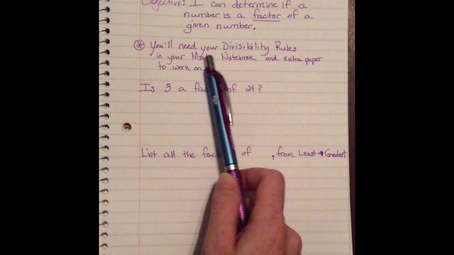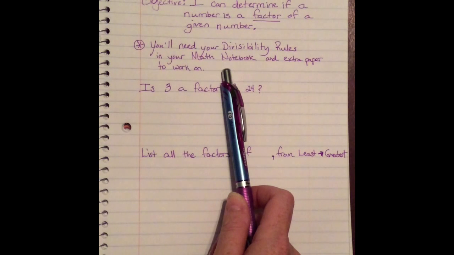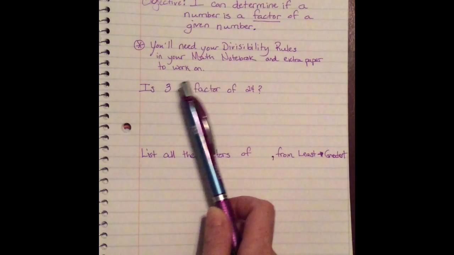You're going to need your divisibility rules in your math notebook, and you're going to want extra paper to work on so you're not flipping back and forth. You can pause the video to gather those things if you need to.